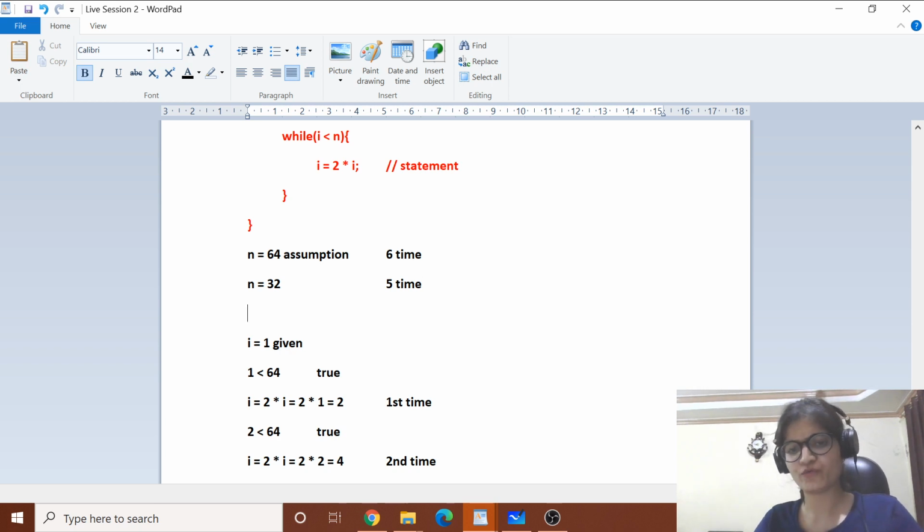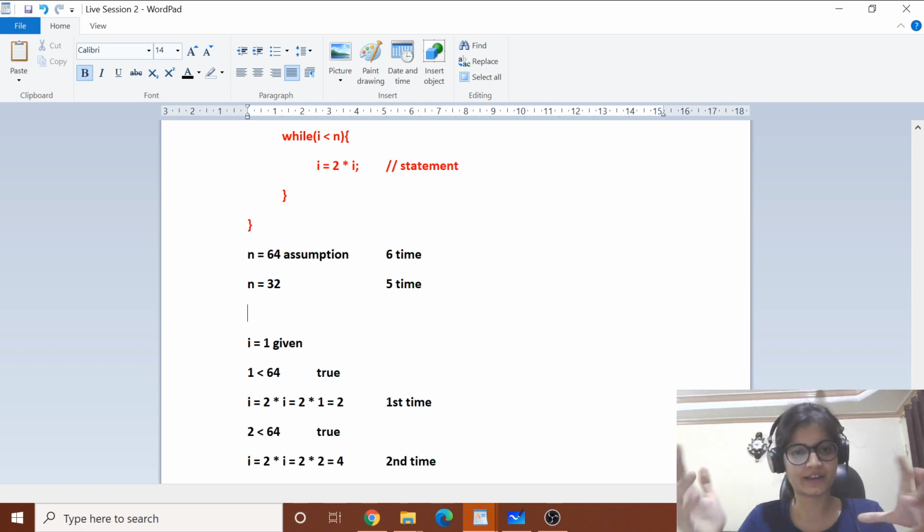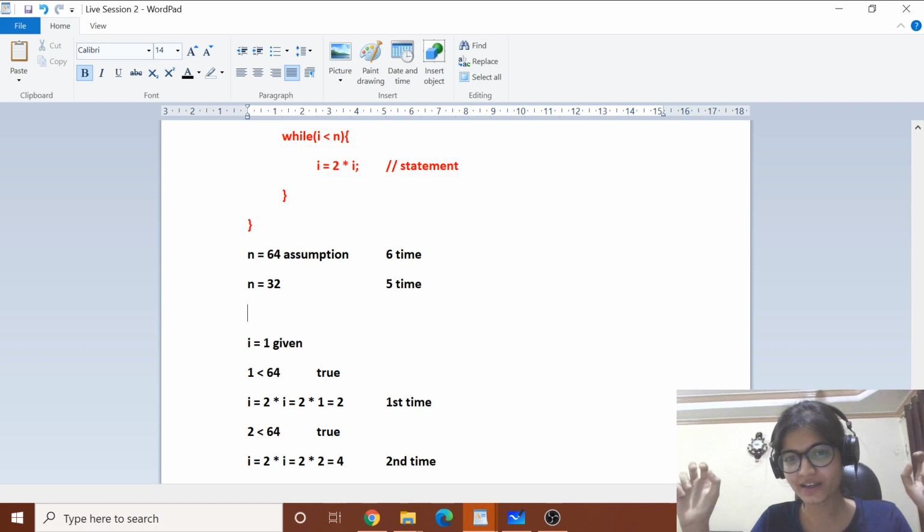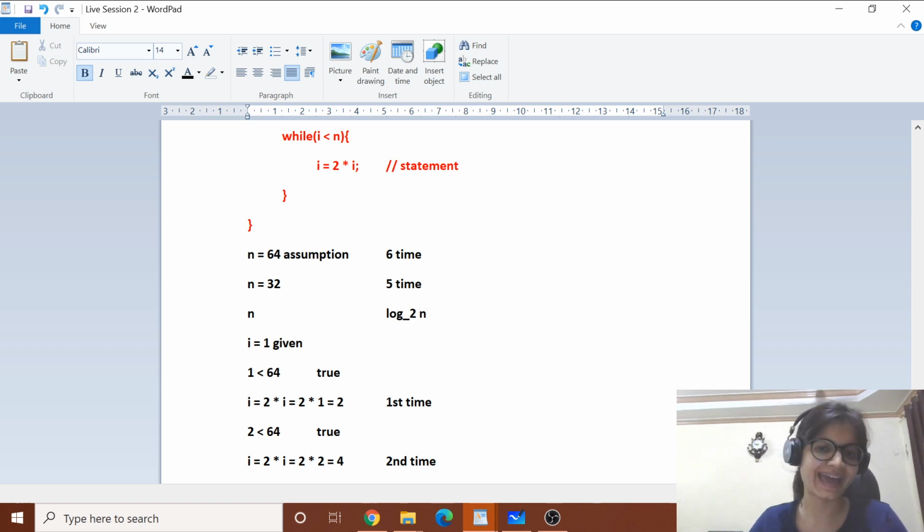Can you find any relationship between these values? When it is 64, 6 times is coming; when it is 32, 5 times is coming. Do we have any relationship? Just think very consciously. Yes, we do have. Log of base 2 is the relationship.